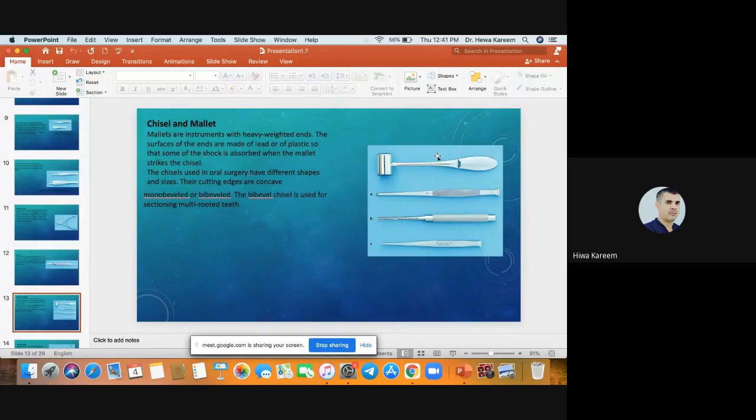Chisel and mallet. This is a chisel. Chisel and mallet are instruments with a heavy weight end. The surface of the end is made of lead or plastic, so that some of the shock is absorbed when the mallet strikes the chisel. The mallet strikes the chisel.